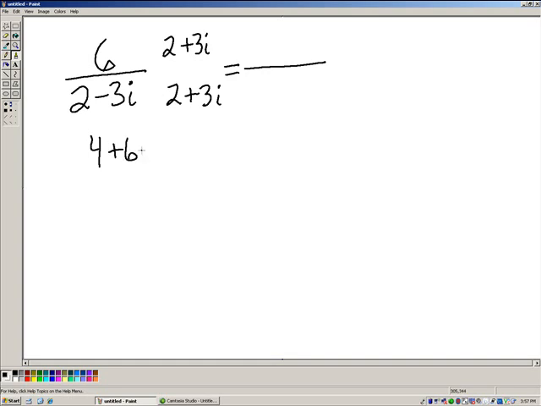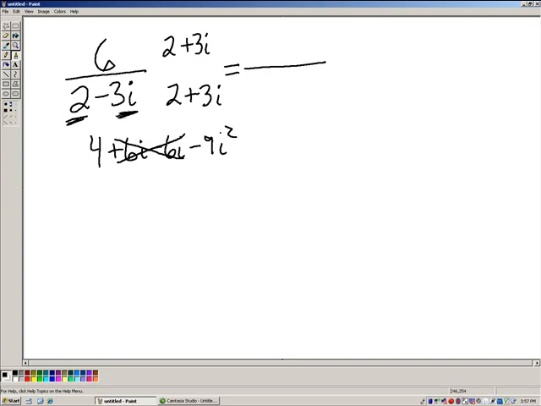Inner is going to be negative 3i times 2, so that's negative 6i. And last would be negative 3i times positive 3i, that would be negative 9i squared. The middle terms will always cancel out because of those opposite signs, the plus and the minus there. That's always going to leave you with the 4, the square of the first term, minus the square of the second term. Does that sound familiar?